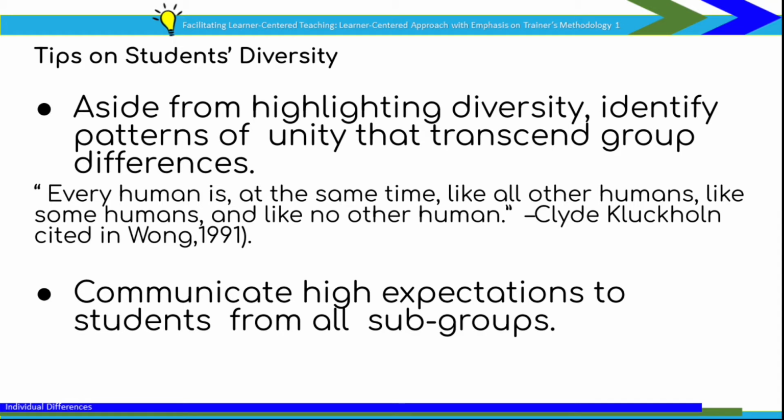Third, aside from highlighting diversity, we could identify as well the patterns of unity that transcend group differences. So how could we be united? How could we live harmoniously? Number 4, communicate high expectations to students from all subgroups. So we could make a conscious attempt to call on or draw in students from diverse groups by using effective questioning techniques that reliably elicit student involvement.